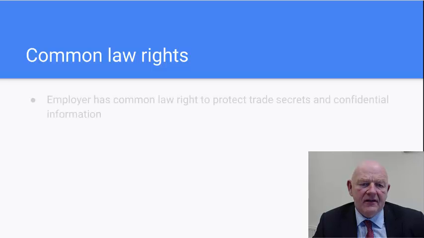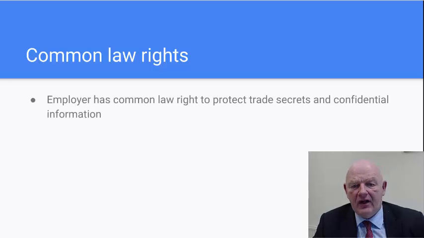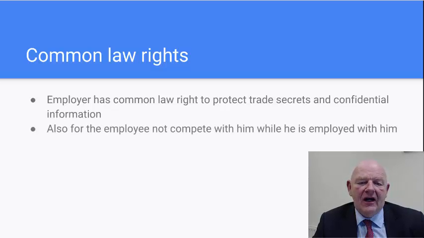Common law rights. An employer has a common law right to protect trade secrets and confidential information. So that arises from just common law. It doesn't have to be in the contract of employment. It's not in statute per se, but there is a common law right. Also, an employer has a right to expect that the employee will not compete with him, the employer, while the employee is employed with him.